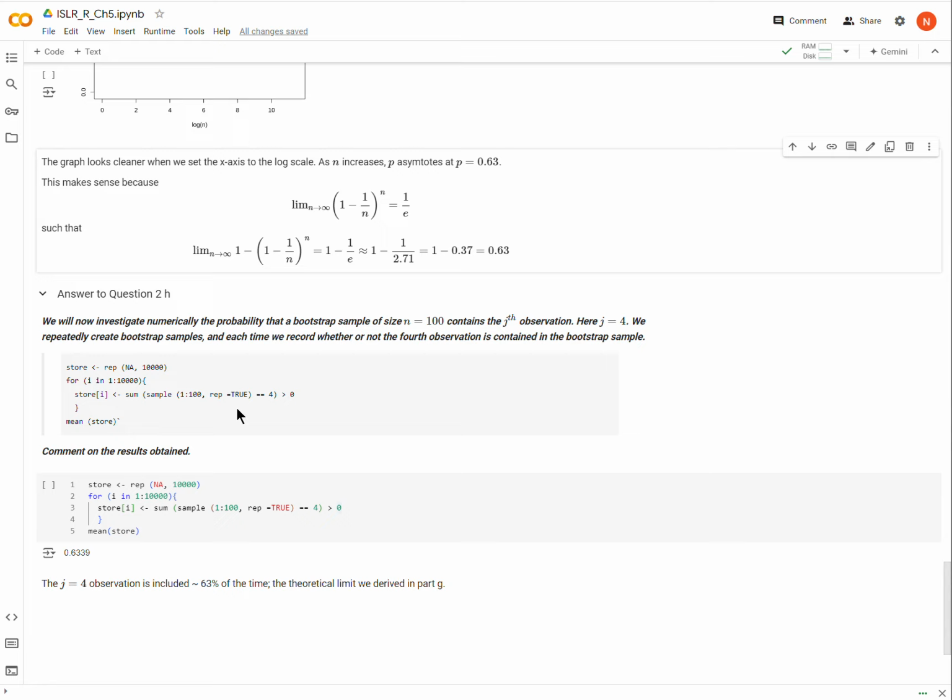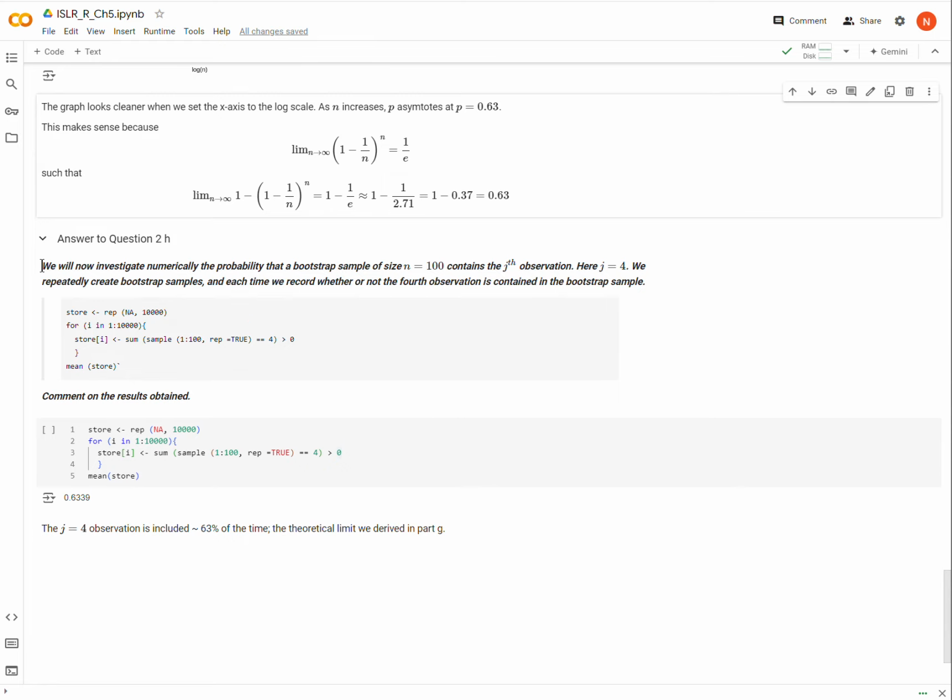And now, in the final part, part H, we'll investigate numerically the probability that a bootstrap sample with size equal to 100 contains the jth observation, where here j is 4. So we're going to create a bootstrap repeatedly. We're going to make many bootstrap samples and record whether the fourth observation is in the sample, and it gives us the code to do that. So I'm just going to run that code.